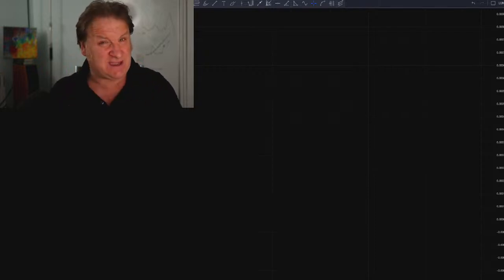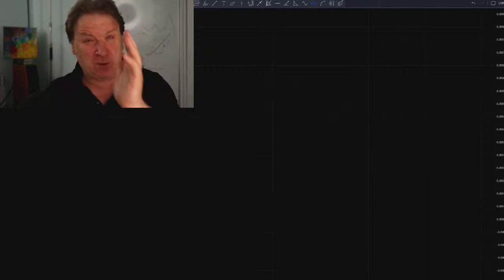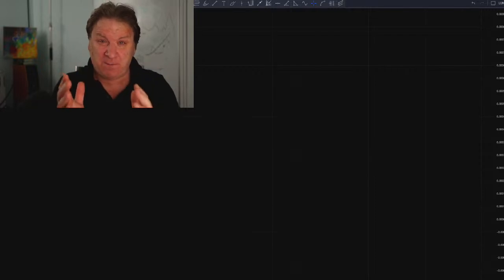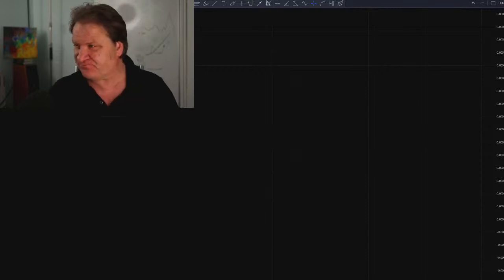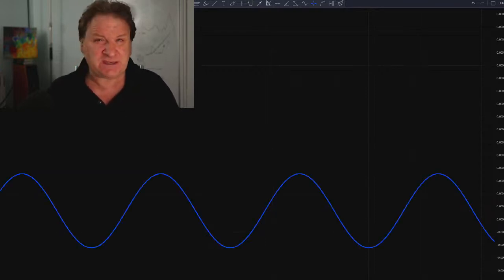So let me get straight into this to show you how you can predict when the price is going to go up and when it's going to go down. Once you know, it's really simple, right? It's not magic. So here we go. So let's bring a sine wave on. So here's a sine wave.